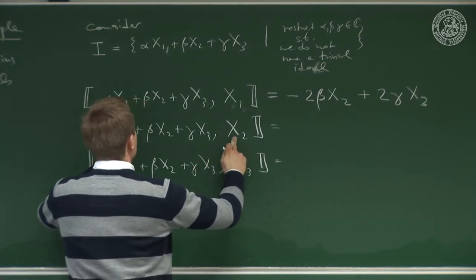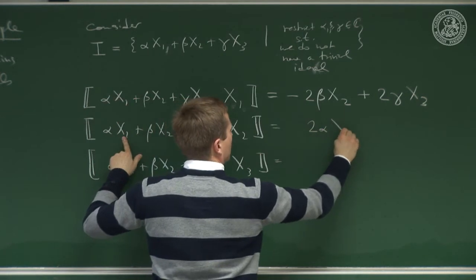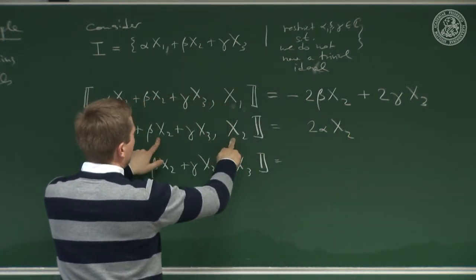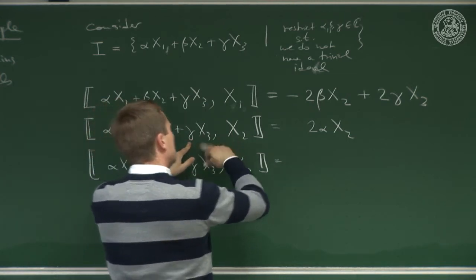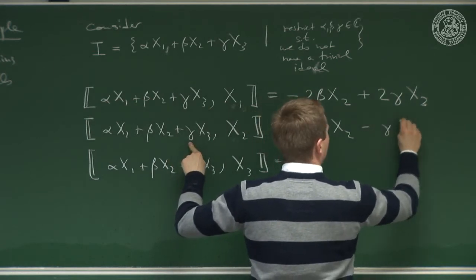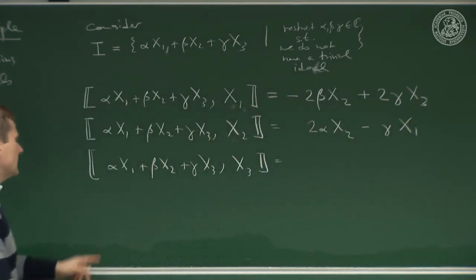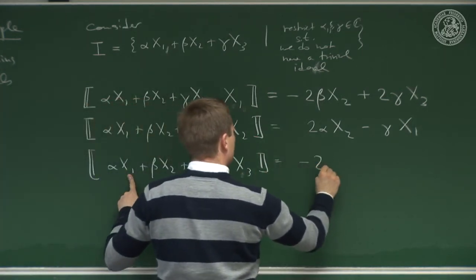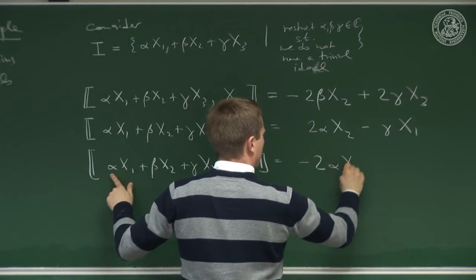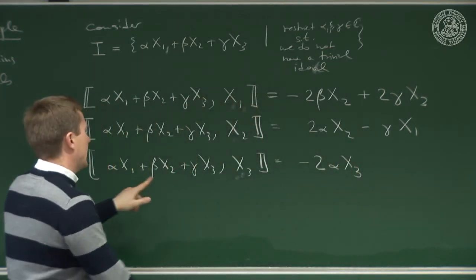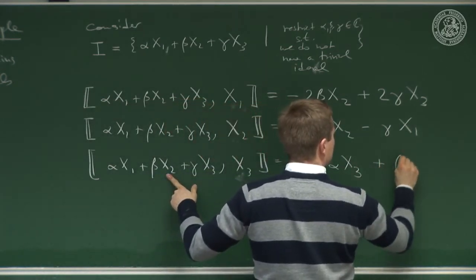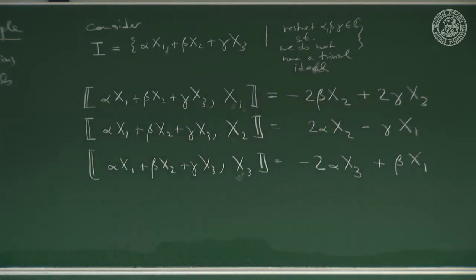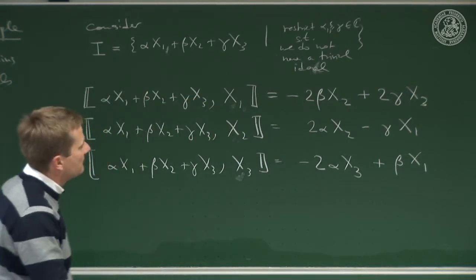Now let's calculate this one. x1 with x2 we said was 2, so it's 2 alpha x2. x2 with x2 vanishes, and x2 with x3 yielded x1, wrong order, so minus gamma x1. And this guy here is x1 with x3, which yielded minus 2, so it's minus 2 alpha x3. x2 with x3 yielded x1, right order, so this is plus beta x1. So these are these brackets, and now in this case we can discuss this very quickly.